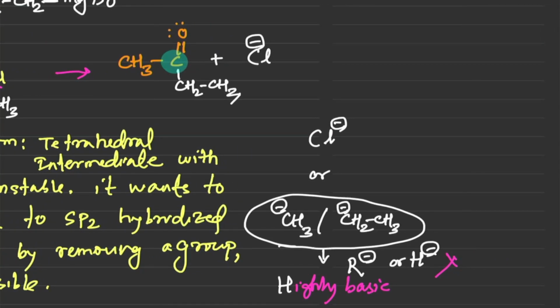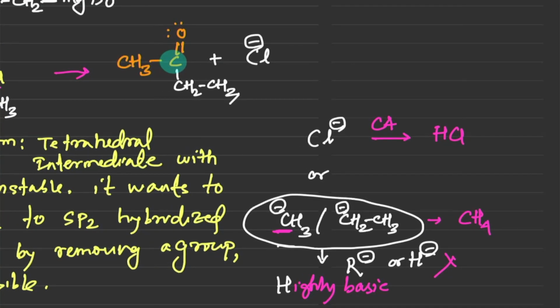Well, we can figure that out by looking at their conjugate acid. So the conjugate acid of Cl minus is HCl. The conjugate acid of CH3 minus, I'm just using CH3 minus as an example, is CH4. What is the pKa of HCl? It's negative, I think, -7. The pKa of CH4 is close to 60.